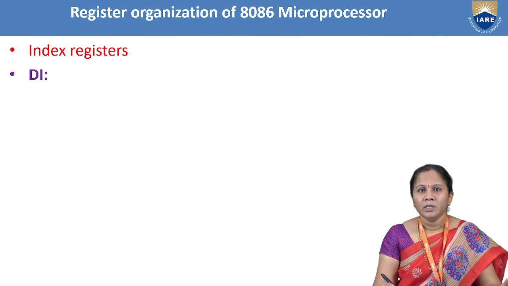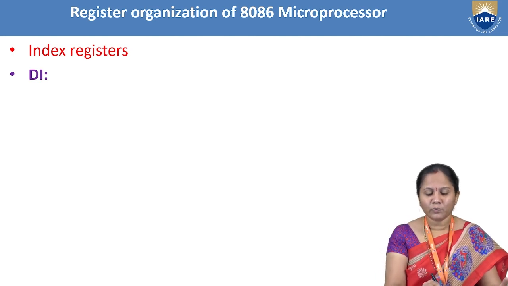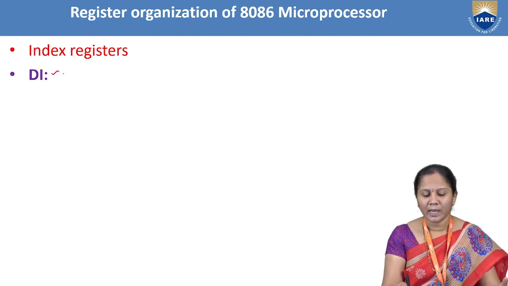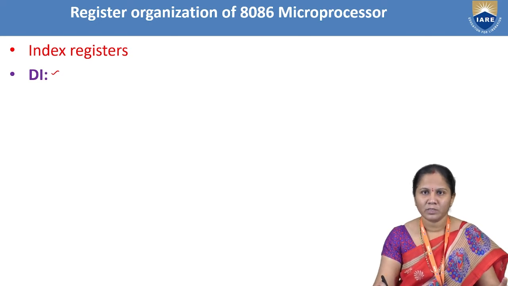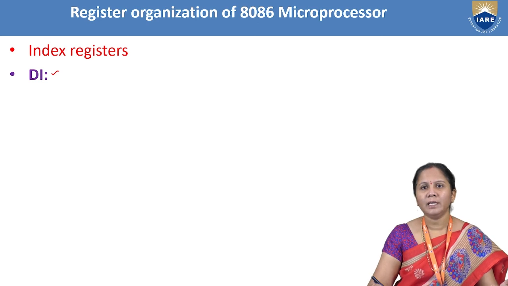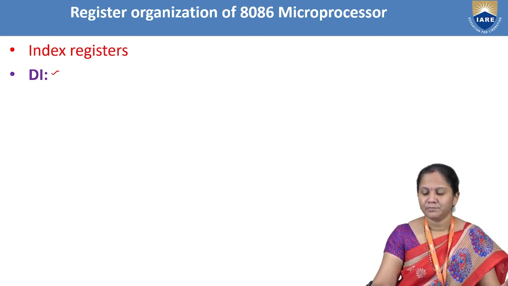Now, here SI is used for index, based index and register indirect addressing modes. That means here SI is a register which can be used only in these addressing modes.